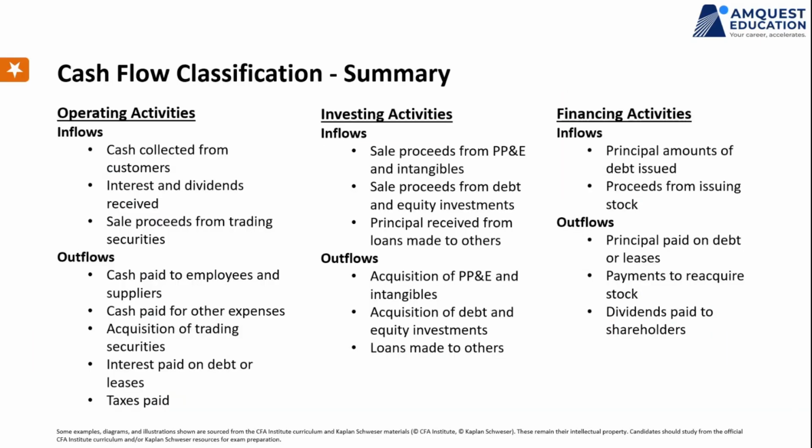Classification summary: in operating activities, where will the money come from? If you collect cash from customers, money will come. If interest and dividends are received, money will come. If you sell trading securities, the proceeds are an inflow. Where is the outflow? Cash paid to employees and suppliers is an outflow. Cash paid for other expenses, again, is an outflow. Acquisition of trading securities is an outflow. Interest paid on debt or leases, taxes paid, everything is an outflow. In these cases, the money is going out of your pocket.